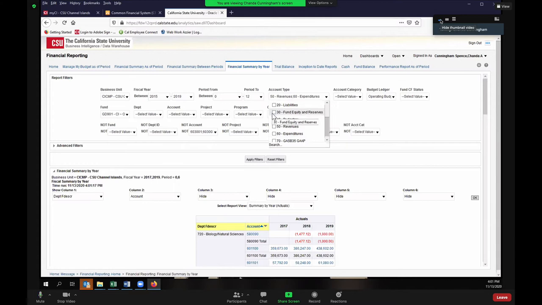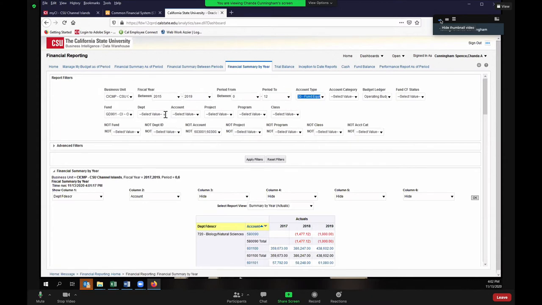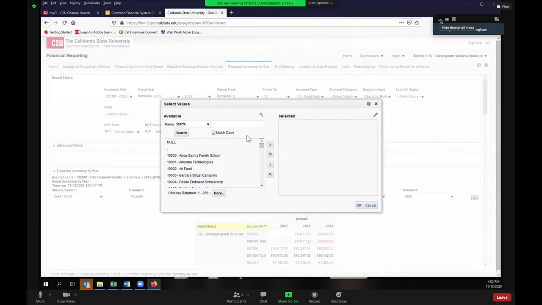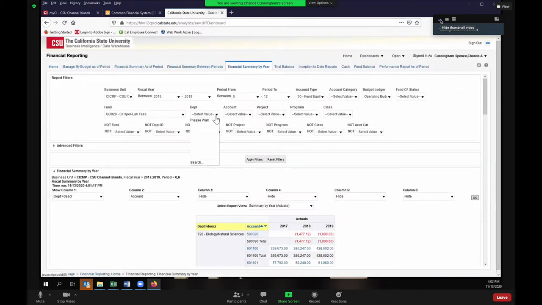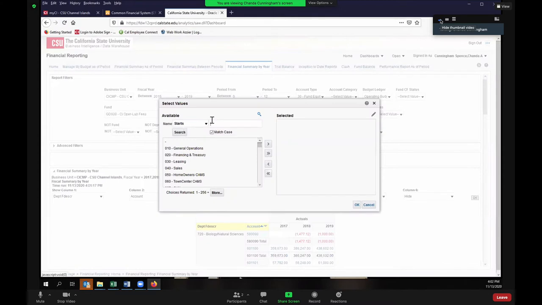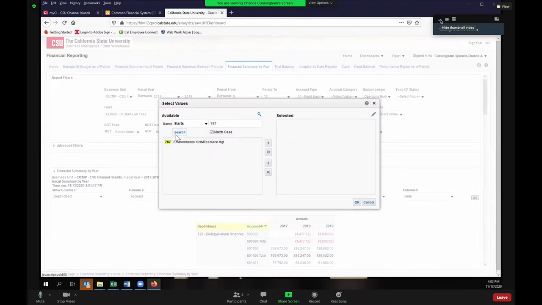Oh, okay. So what Kirk is looking at is just the fund equity and reserves. When I run them, I'm looking at revenues and expenditures too. So fund equity and reserves is just what's carrying forward year after year, from one year to the next. We need GD920, not GD901. And the GD920, that is the account? That's the fund. And department 767, which is ESRM.